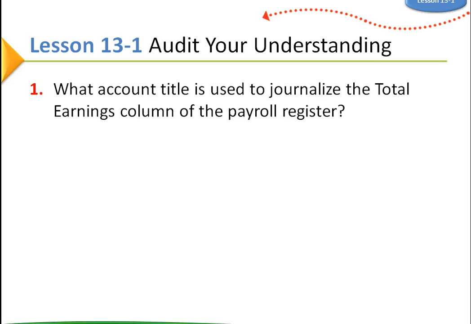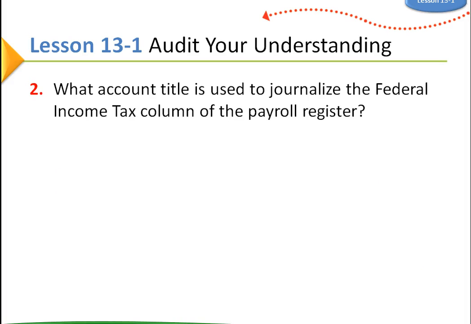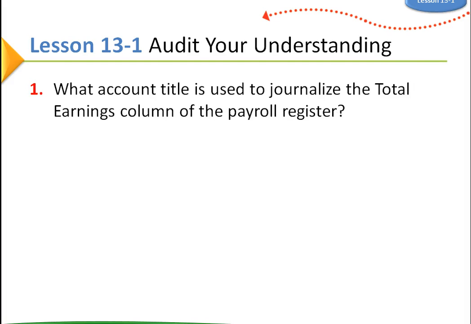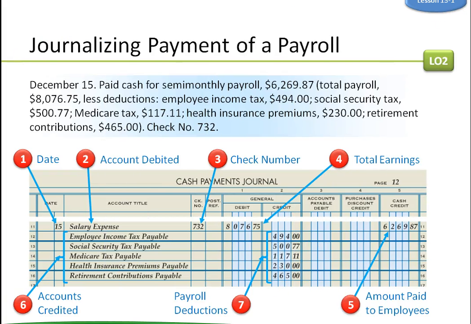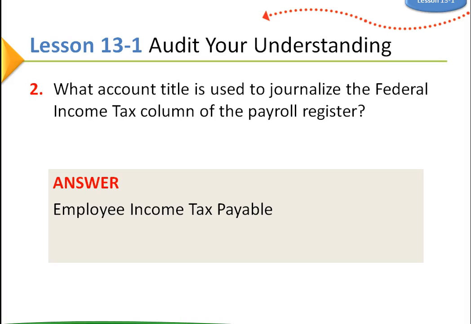All right, what account title is used to journalize the total earnings column of a payroll register? Salary expense. It's when you journalize, that's when you have salary expense. What account title is used to journalize the federal income tax column of the payroll register? I'll show you. Right here, it's one of these. Employee income tax payable. There we go.